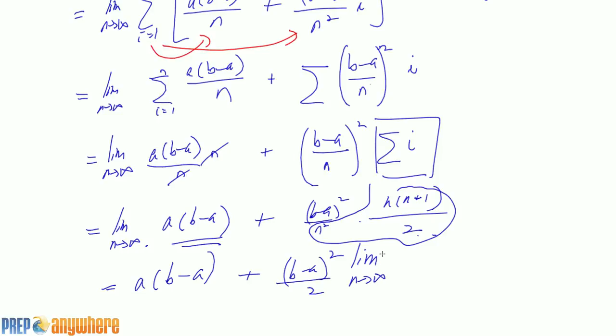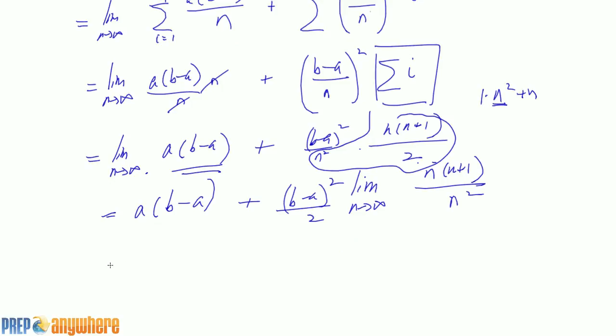Okay. So what we have left over is n plus 1 all over n squared. And if I expand this, on the top I get n squared plus n, and you can see that the limit is going to approach 1, right? The highest power on the top is n squared, and the coefficient in front of it is 1. The bottom is also n squared. So if you divide top and bottom by n squared, the limit will approach 1. So in the end, we have this.